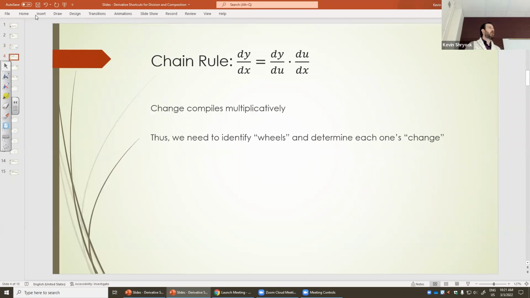So that's going to be our strategy. Our strategy is, if I have layers of change, I just need to identify the U wheel, I just need to identify the Y wheel, and I need to figure out how both of them are changing, so I can multiply the change. That's it. That's how we compose ripples of change. Let's look at an example.